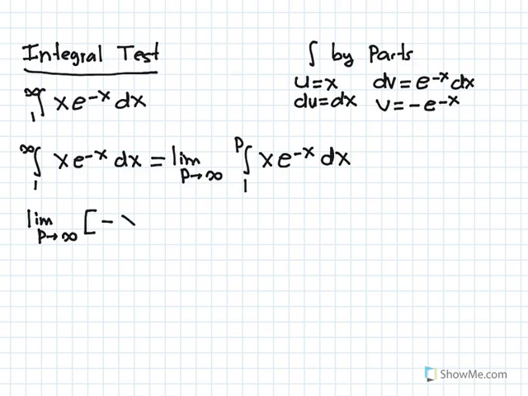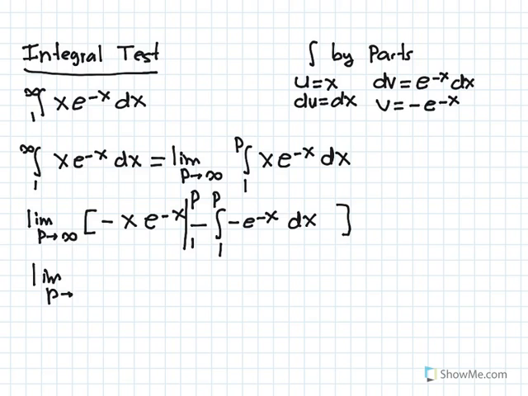All right, so applying integration by parts, we're going to get limit as p approaches infinity. u times v, we get minus x e to the minus x, minus integral v du, minus integral v, that's minus e to the minus x, times du, that's dx, evaluated from 1 to p. Let's simplify this. We get limit, p goes to infinity, minus x e to the minus x, minus times minus is plus, and integrate e to the minus x. Another minus comes out because we're integrating e to the minus x via u substitution. So we get minus e to the minus x, all evaluated from 1 to p.